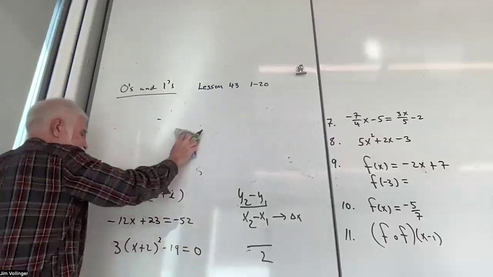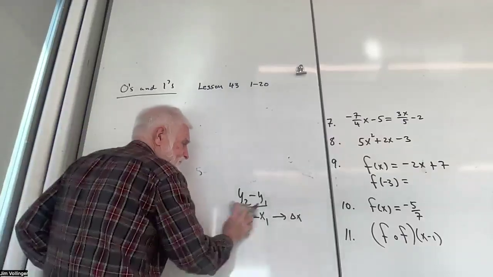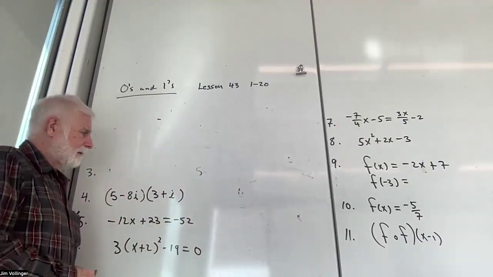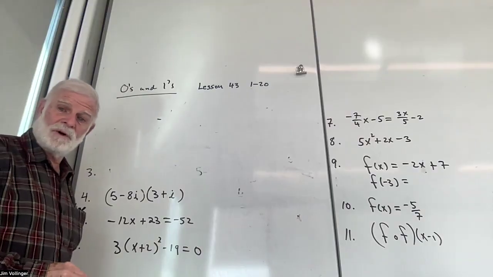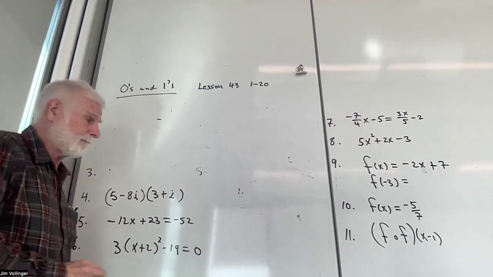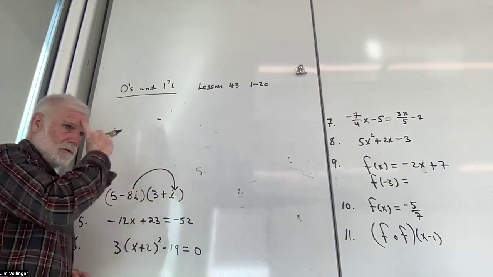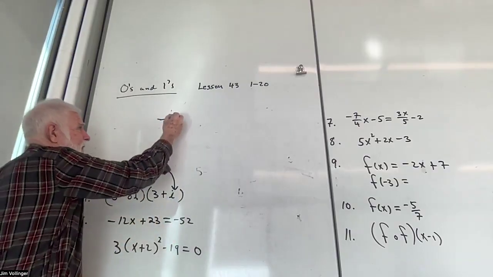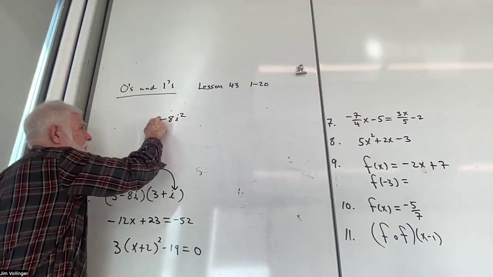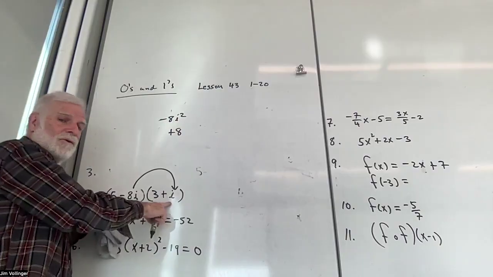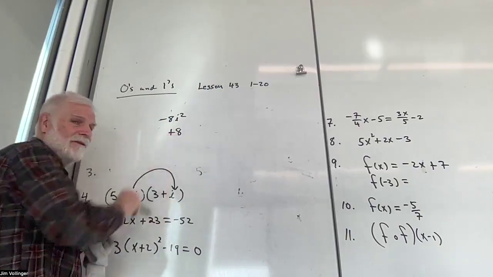Seeing numbers, seeing how they work. I think you should be practicing these in your head. And if you were going to do it in your head, you might as well do the toughest step first. -8i times i. I think that's -8i squared, which is +8.